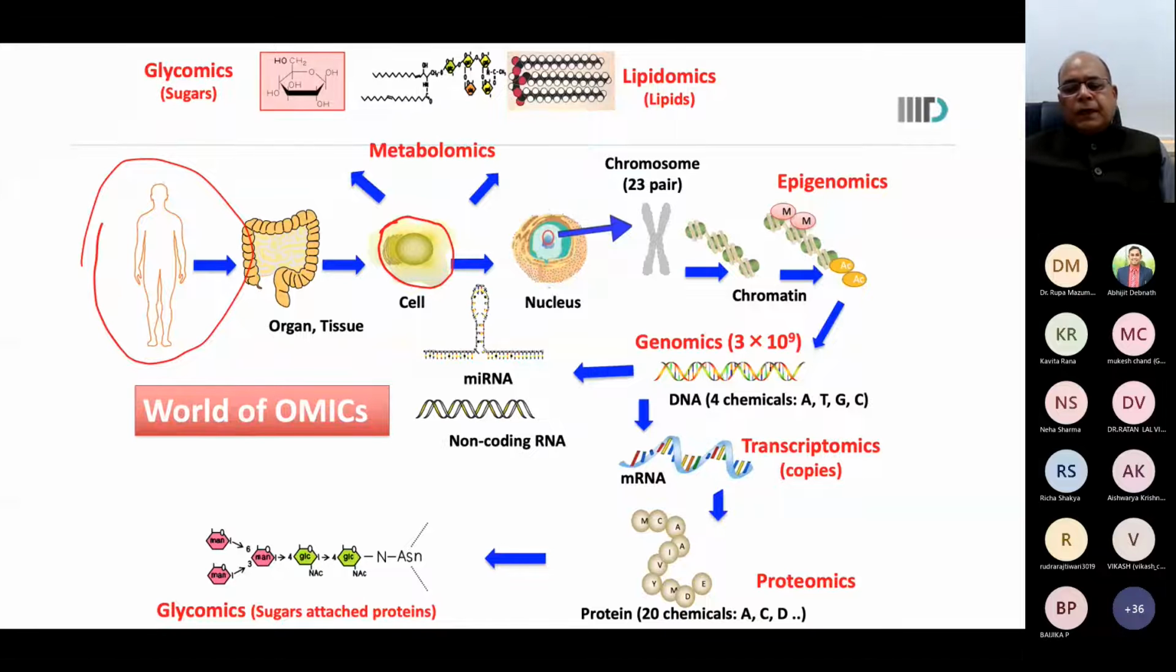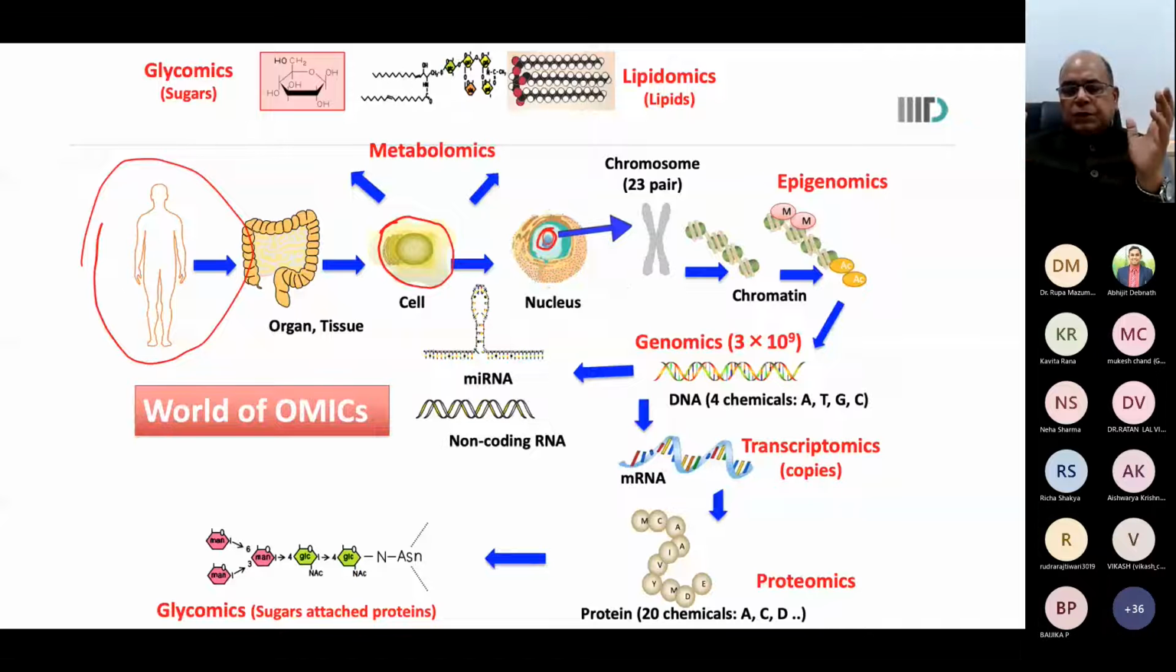Next part is in the cell. What is the main part? In the cell, there is a nucleus. I'm talking about the eukaryotic cell, the human cell. In this nucleus we have the genetic material. If we sequence all the nucleotides in the nucleus, then this is called the whole genome.